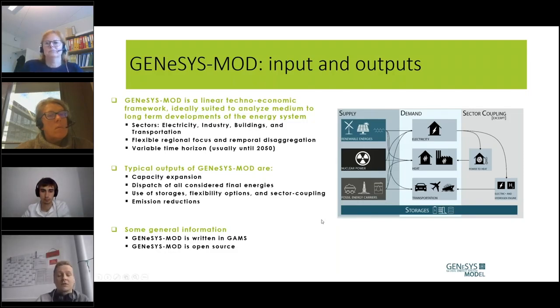It can be used, and it was also used, for analysis on a global scale, but also country studies or multi-regional studies are possible. Another very good feature of GENeSYS-MOD is that it makes it very easy to compare results from different scenarios. So in the case of trying to implement NECPs, it makes it very easy to show and analyze how different measures would have different impacts on the energy system.